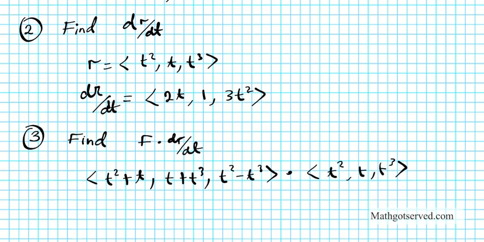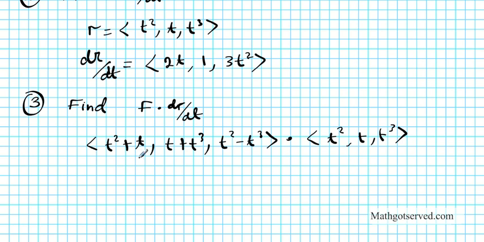All right, so let's evaluate the dot product. We just multiply the x's. Oh, wait a minute, I made a mistake. The dr/dt is 2t, 1, and 3t squared, so let me correct that real quick. We're supposed to plug in the dr/dt, so the dr/dt is basically 2t, comma, 1, comma, 3t squared.